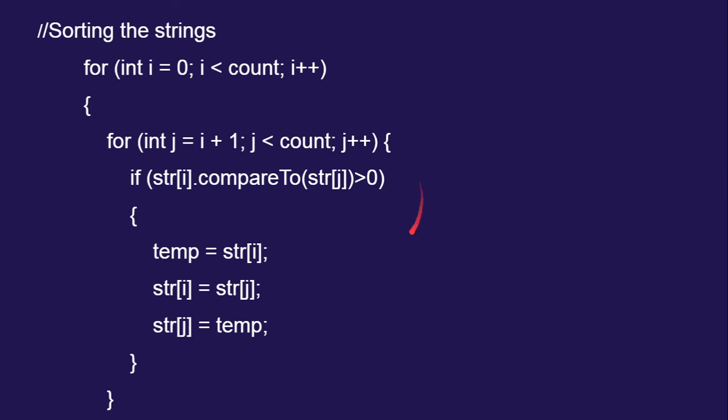So likewise it will keep on checking all the elements from one end to the other end of the list. That is done by this particular if statement: if string of i dot compareTo string of j is greater than 0. Greater than 0 means the difference is positive. If the difference is positive, the elements are not in order, that means the higher element is first and the lower element is second. So you have to exchange.